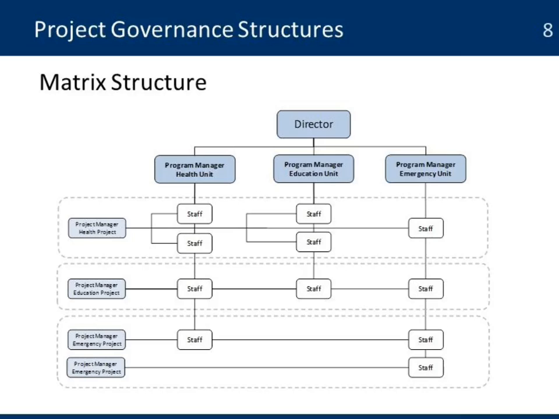The last one is called the matrix structure, which is a combination of the previous two. It brings elements of programmatic and then brings some elements of project structures. We're going to be discussing, for all of these three types of structures, some of the advantages and disadvantages, both from the perspective of the project manager and even the people involved in the projects.